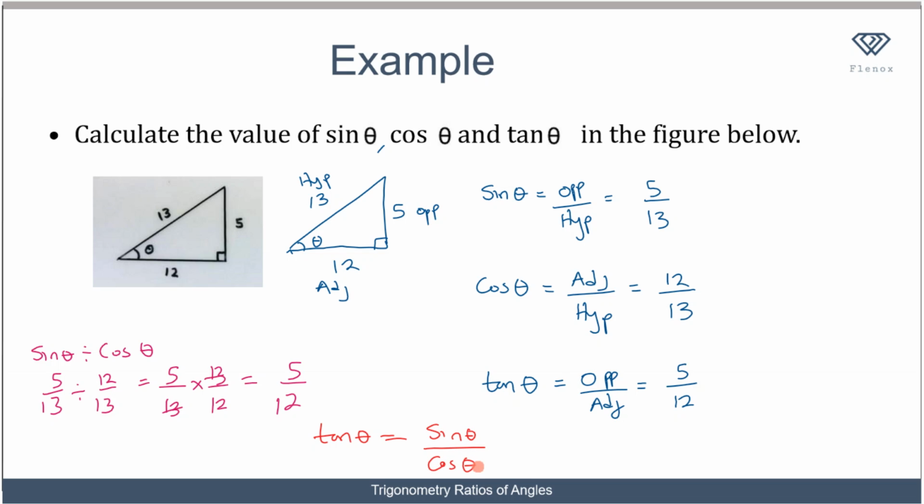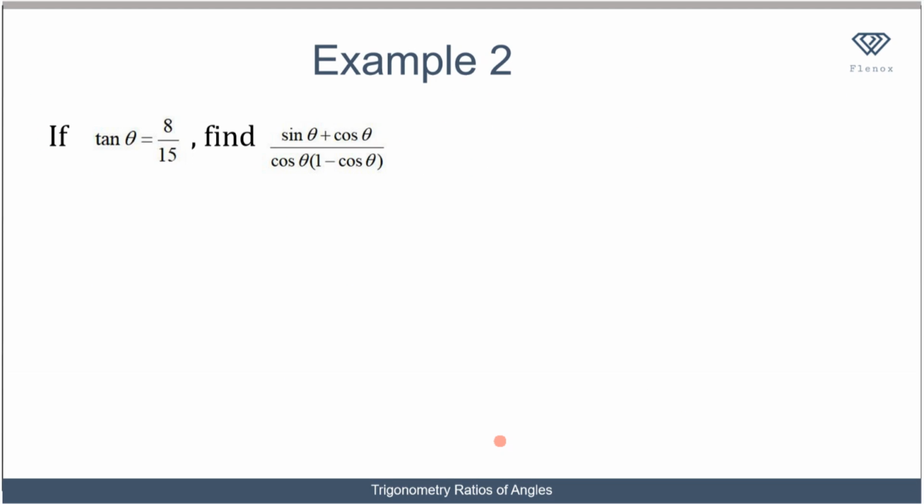So this is a very important relationship to memorize or to know, that tan theta is the same thing as what? Sin theta over cos theta. Let's take a look at another example, and here we are told that if tan theta is given as 8 over 15, we should find (sin theta plus cos theta) over cos theta (1 minus cos theta).